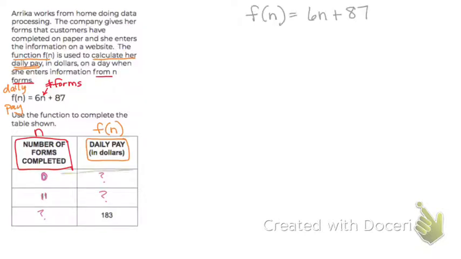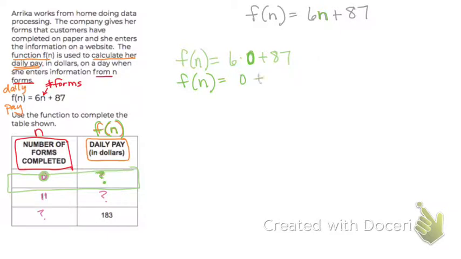So this first row here is saying that when n is 0, what is f of n? So they just want us to substitute in 0 for n. So I took that function and I rewrote it, but instead of n, I put 0. Now I'm going to solve it. I want to know what f of n equals when n is 0. So f of n equals 6 times 0, which is 0, plus 87. So 0 plus 87 is 87. So that's what I would put in this first box.